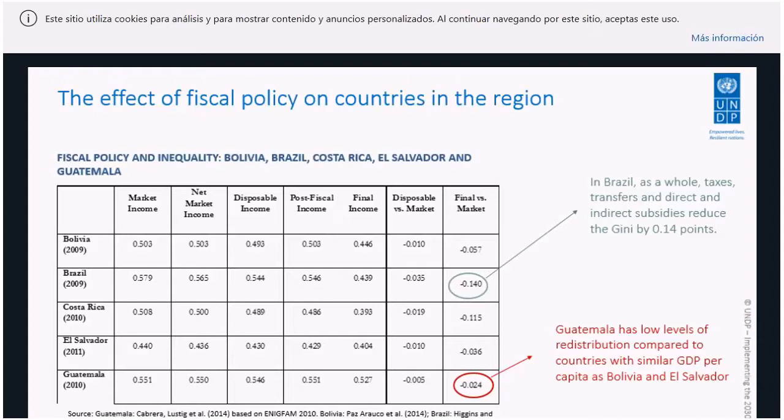I mean, the fiscal policy in Guatemala does not have an effect that reduces the Gini coefficient that much. Only 0.024, as you can see.